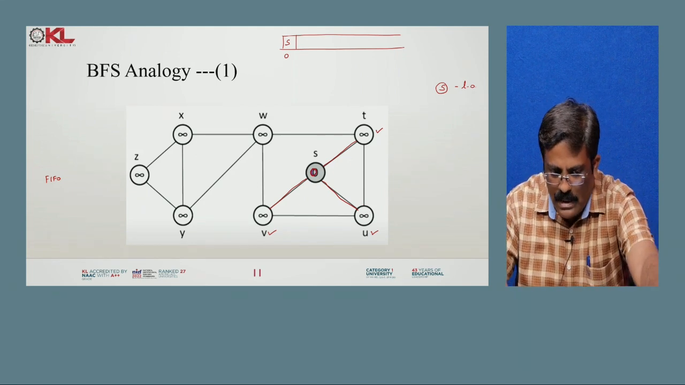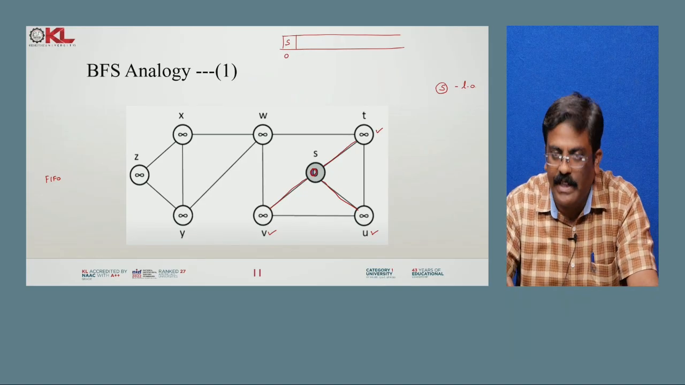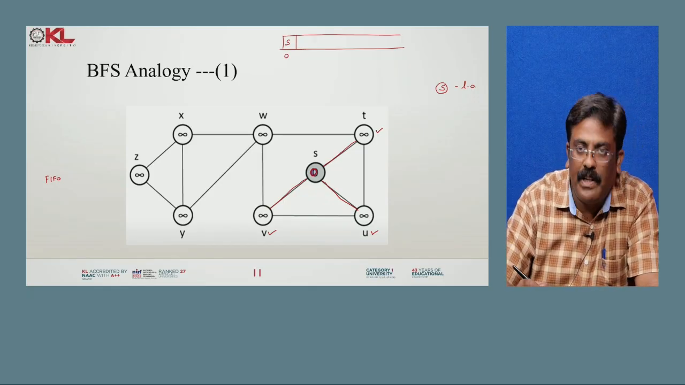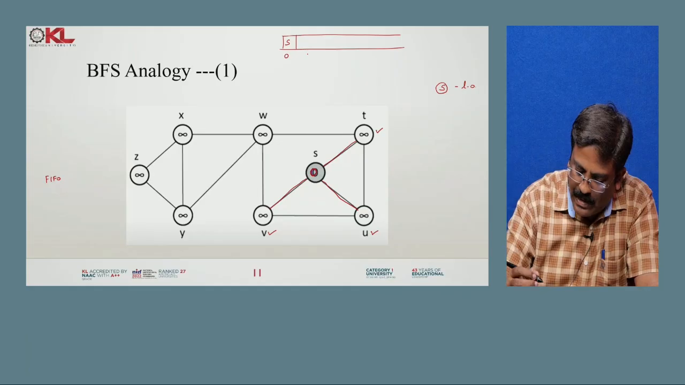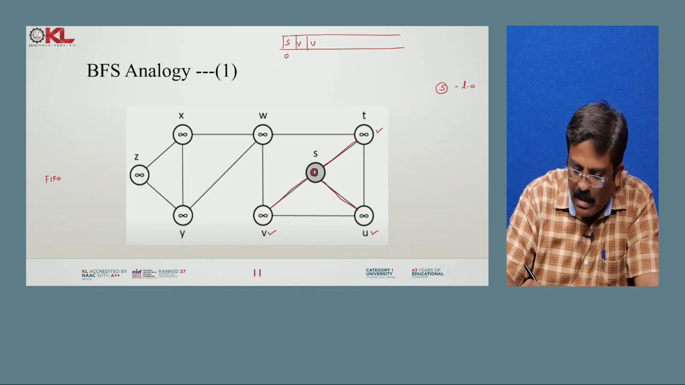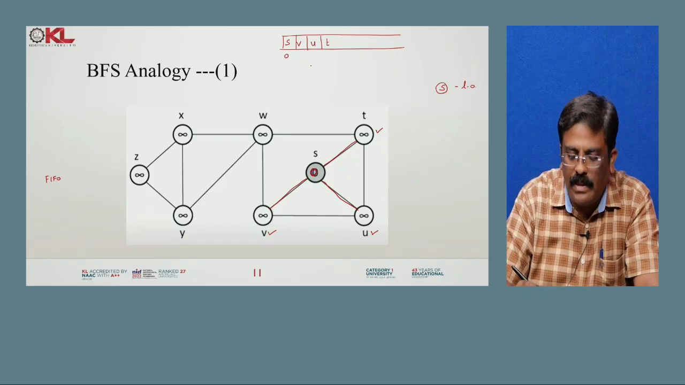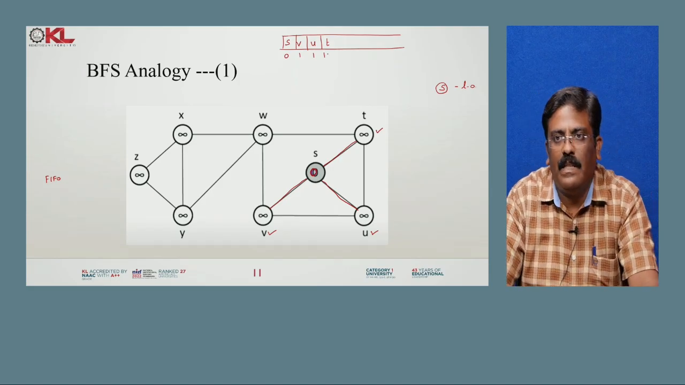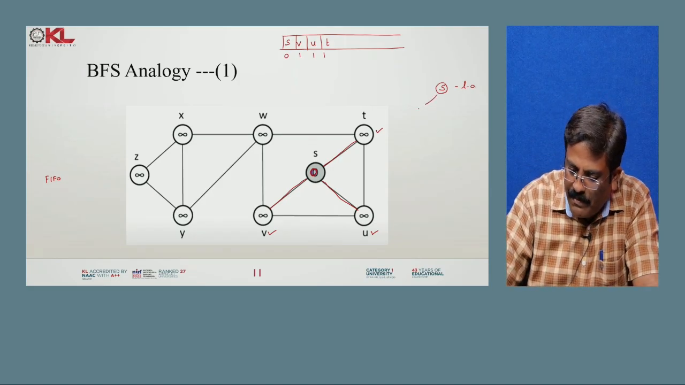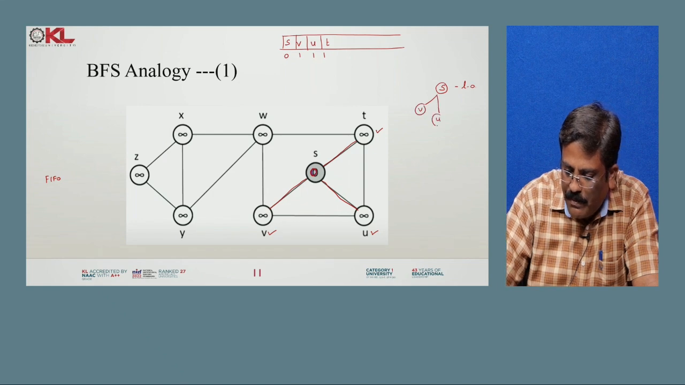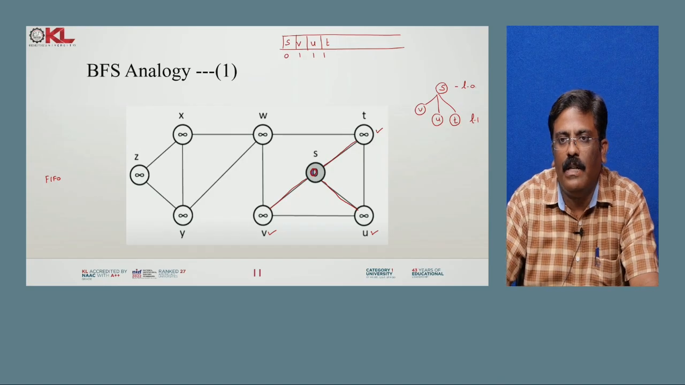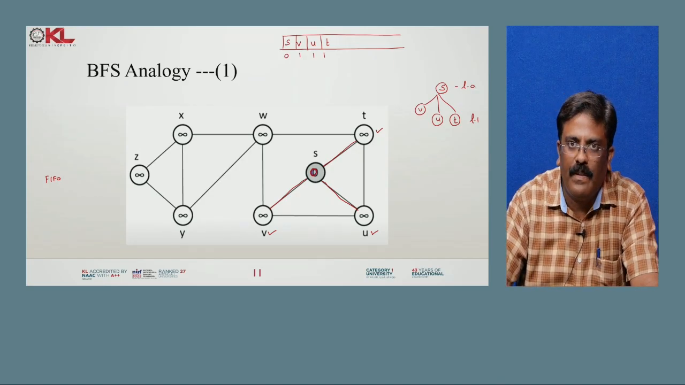Since we have direct connections with all these vertices, we call them the adjacency vertices. So I am updating the Q with the adjacency vertices V, U and T. These are the adjacency vertices of S at the first level. So from S we have V, from S we have U, and from S we have T. This is my level 1 adjacency for S.